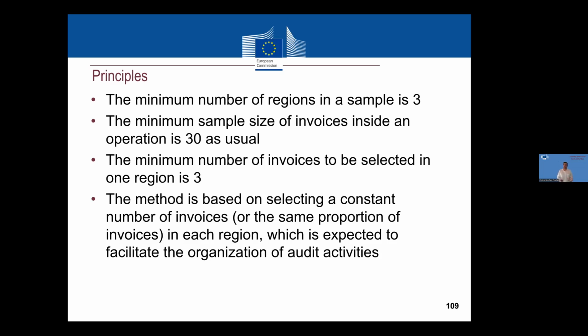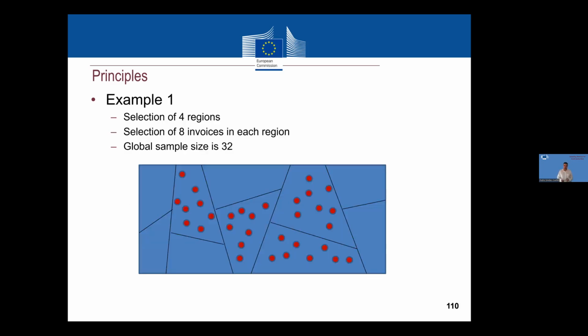Or another alternative that may make sense for some of you is the same proportion of invoices in each location. This may make sense in situations where the locations have different sizes. So let's say in each location, I'm going to select 5% of the invoices or 10% of the invoices. So either a fixed number in terms of sample size or a fixed percentage in terms of sample size. So in each location, we select this sample of expenditure items either with fixed sample size or fixed percentage. And we expect by this to facilitate the organization of the audit activity. So just a simplistic example.